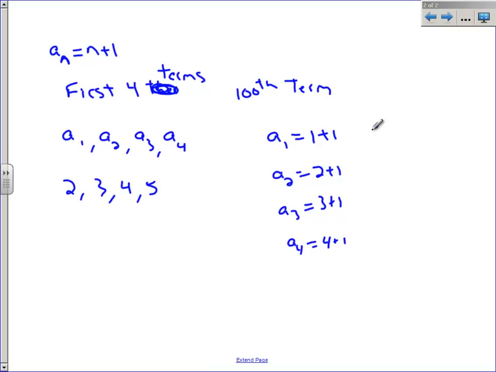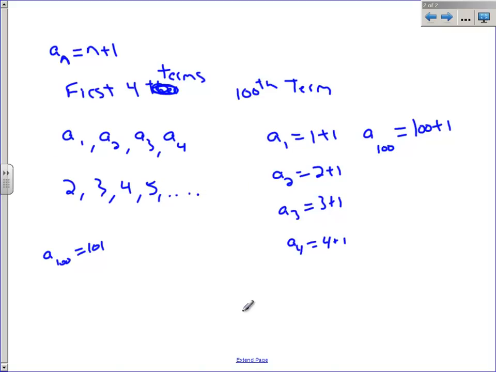The 100th term would be a sub 100, which would be 100 plus 1. So the 100th term is 101. So that's an explicitly defined function, and that's how you generate the list. You start with 1 and you plug it into the formula and you just list out the numbers, and it just keeps going.